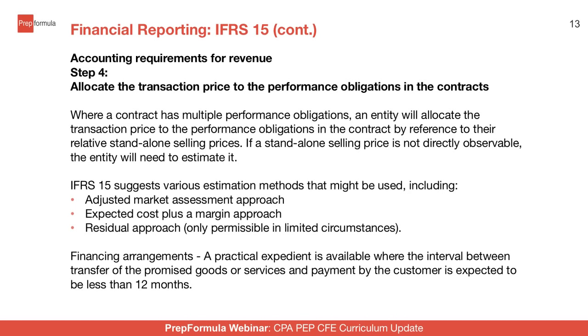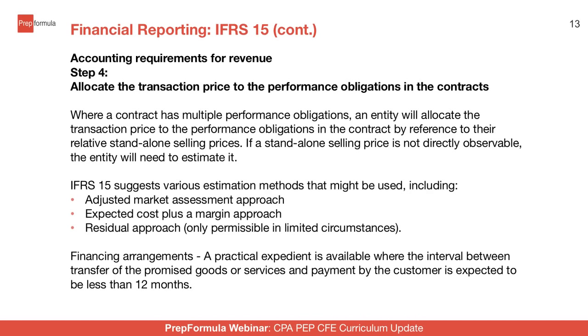So when a contract has multiple performance obligations, by the way, this was previously called multiple deliverables. If anyone remembers that term, it's very similar to this. It's just that this has now been made a part of one of the steps. Okay, an entity will allocate the transaction price to the performance obligations in the contract by reference to their respective and relative standalone fair value prices. Okay, so you have to kind of use the prices.